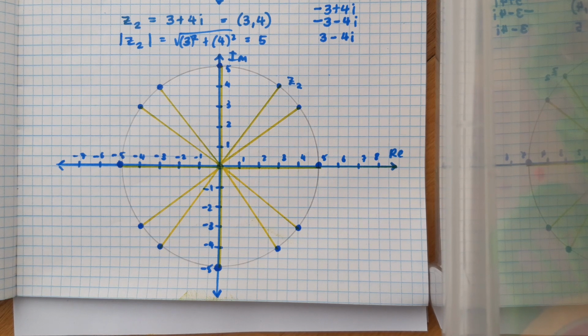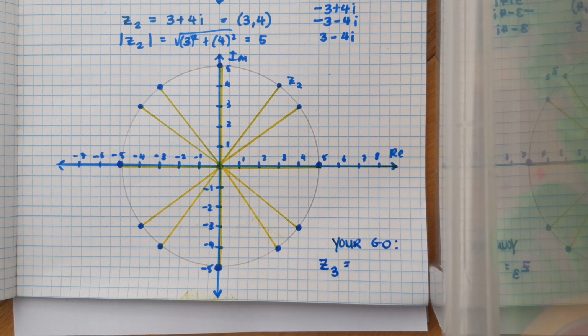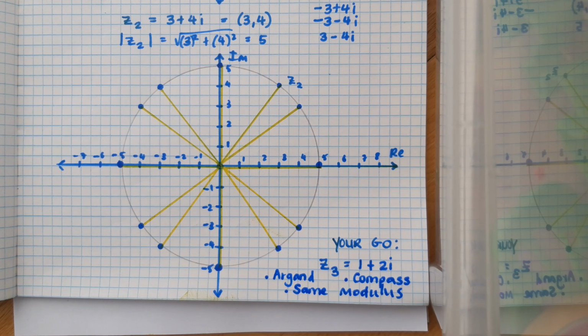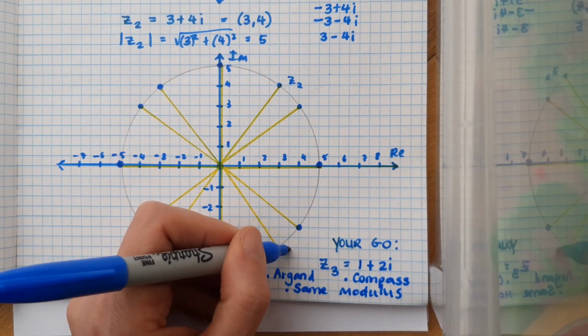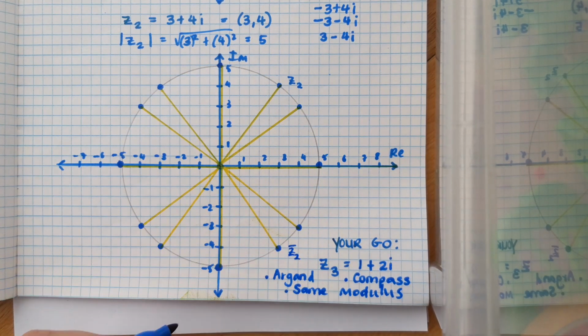So what I'd like you to do now is take a complex number. We'll call it Z3, 1 plus 2i. I'd like you to draw an Argand diagram for it and use your compass to identify as many different points as you can that have the same modulus as Z3. Calculate Z3 also, and just note when you're doing it that, as in this example, the conjugate of your complex number is going to have the same modulus as the original complex number.